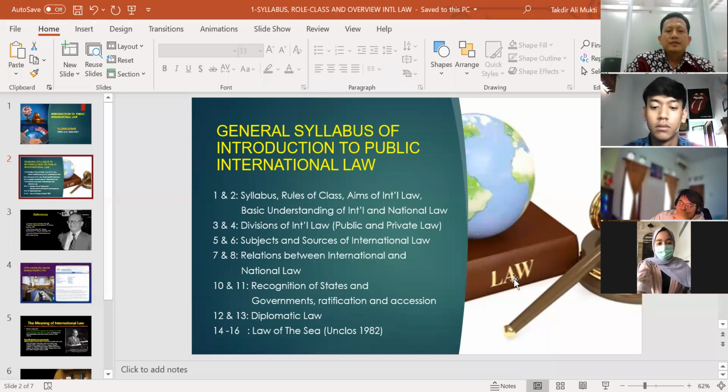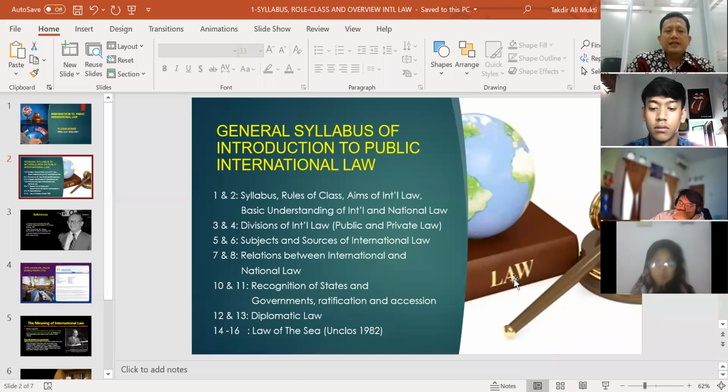Topic number 1, we discuss in 2 meetings. And number 2 is the division of international law, public and private law. After that, maybe I can make a simpler discussion of this topic, and I can move on to topic number 3, the subject and the source of international law, because it is a longer topic. The subject and the source of international law is a very long topic. Maybe I will do it in 3 meetings.